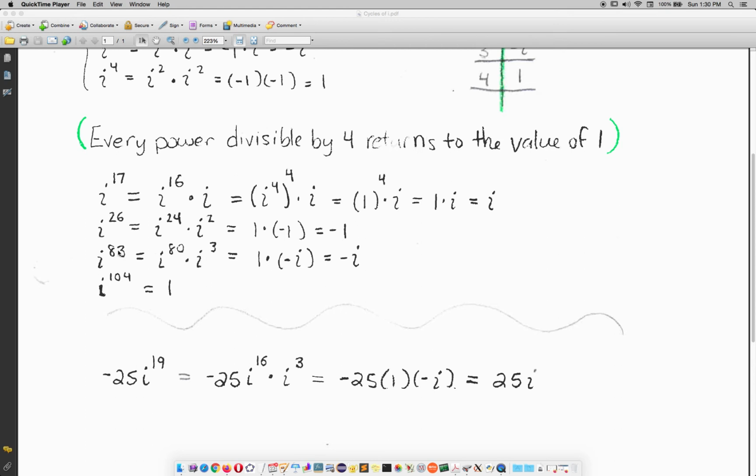How about i to the 83? Well, 83 can be written as i to the 80 times i to the 3. 80 is perfectly divisible by 4, so that becomes 1. And we know what i to the third is. It's -i. So this becomes 1 times -i, which is -i. Lastly, i to the 104. Well, 104 is itself perfectly divisible by 4, so that means that i to the 104 is equivalent to 1.